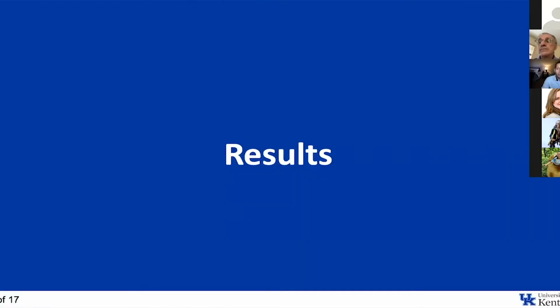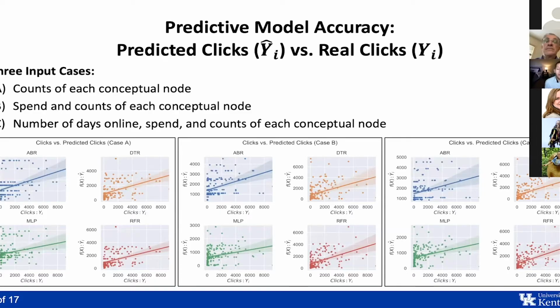So now let's talk a little bit about the results. The first thing I want to talk about is the accuracy of this approach to click-through rate prediction. First, we consider 3 different cases of input. The first case, case A, is the simplest: we only consider the combinations of conceptual nodes. We're only looking at those conceptual nodes.